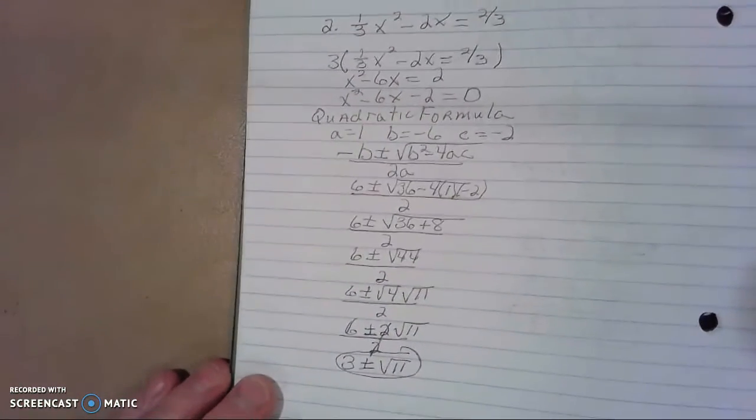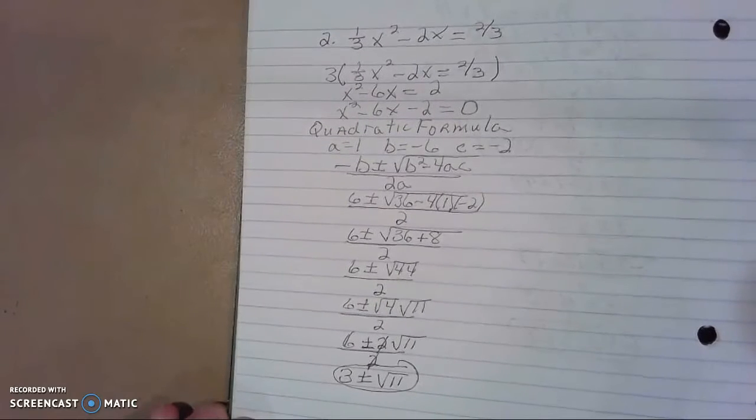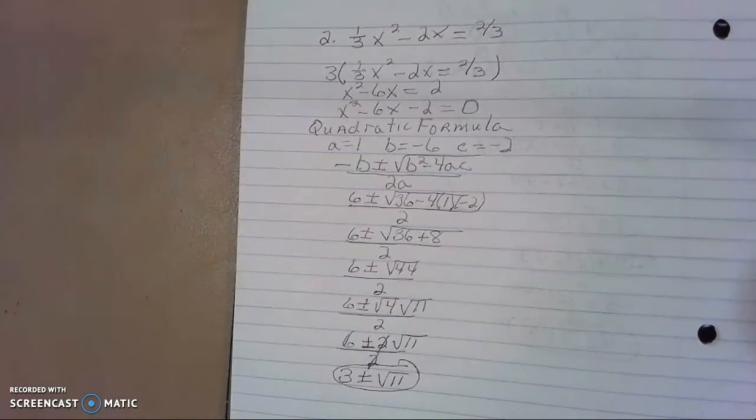This is problem 2, chapter 11, using quadratic formula. Remember, multiply and get rid of your fractions. Then make sure it's set equal to 0. And then work through your quadratic formula. The work is shown here.